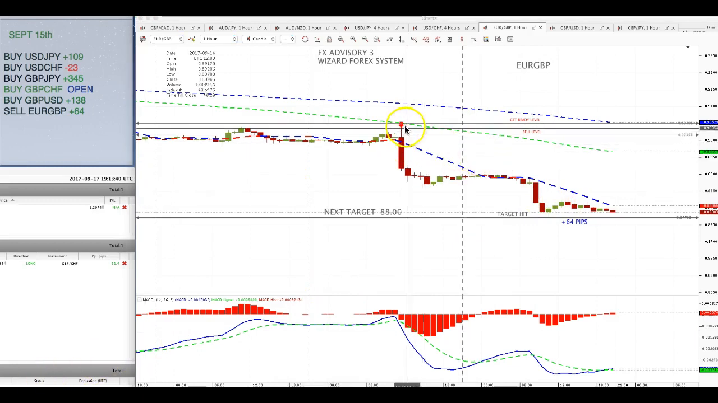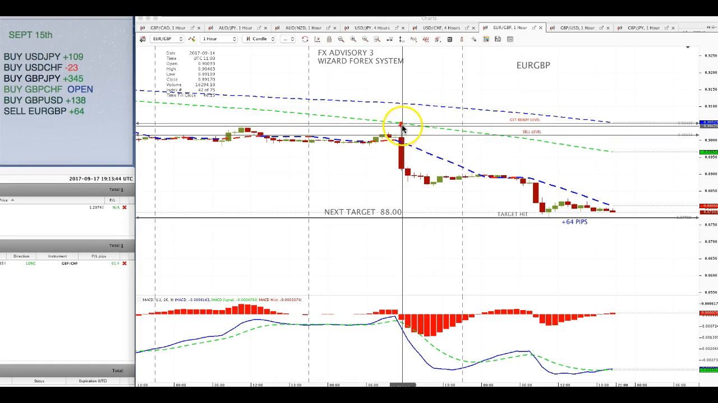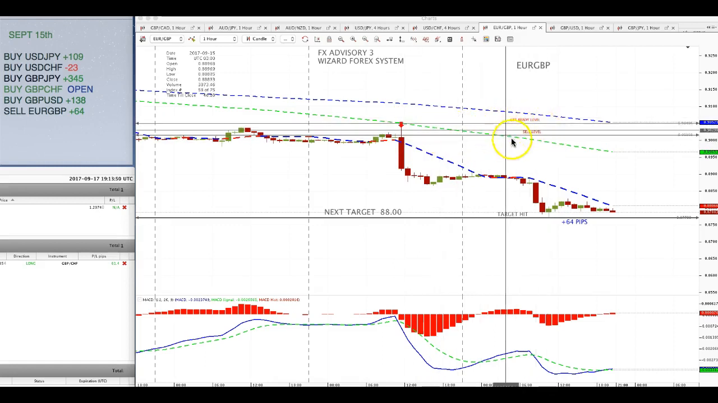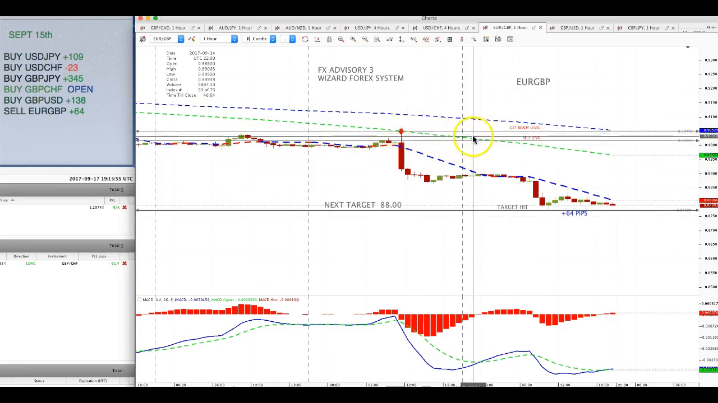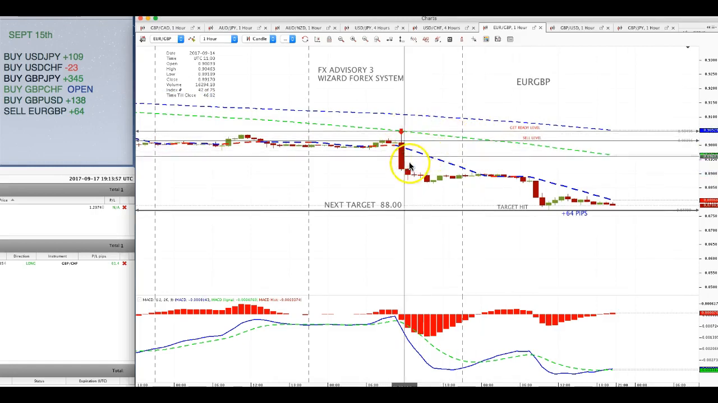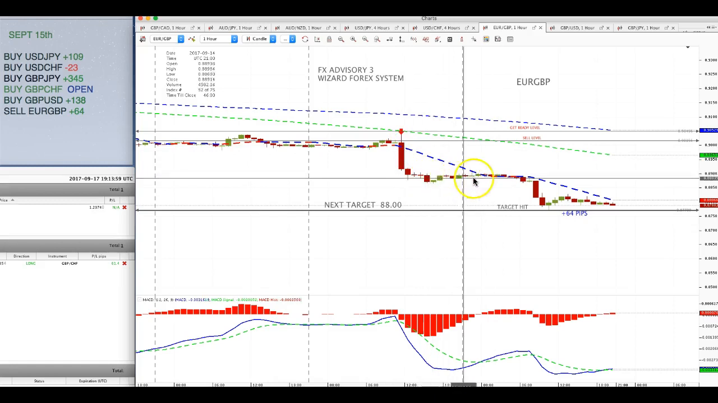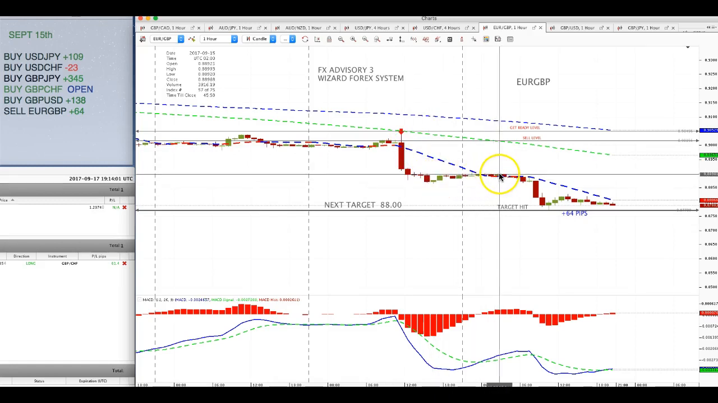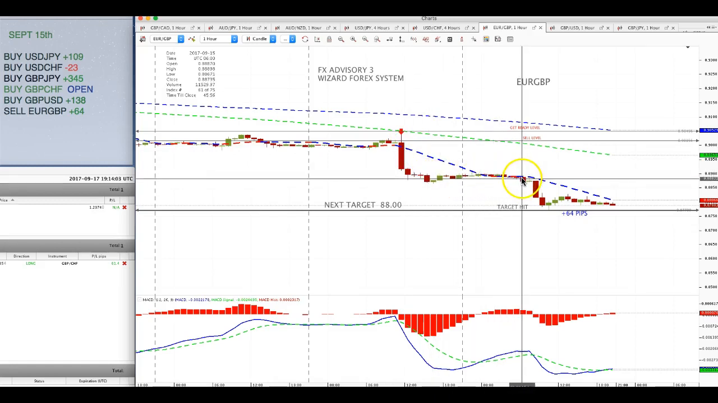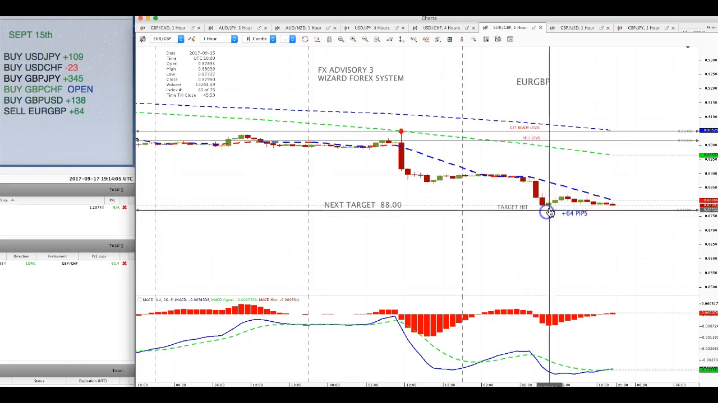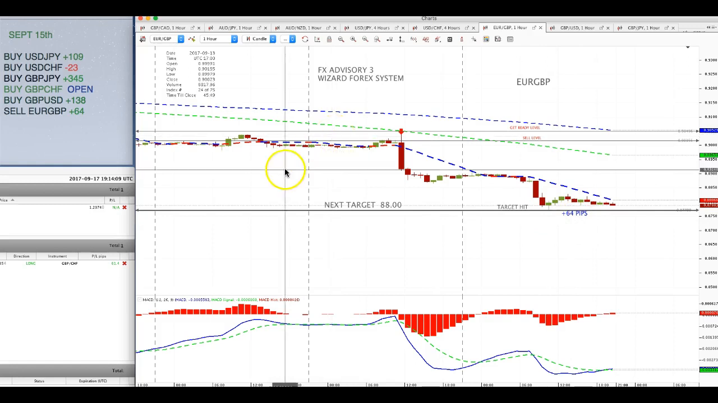I forgot to mention here, I think I did mention that we had a wizard signal. So this is what this hour represents, a wizard giving us a sell signal, and the advisory indicator giving us a sell signal as well. So we have two indicators giving us a strong sell. I went ahead and took this trade down at these levels. It didn't retrace much, and as soon as it broke below the 14 moving average line, I managed to take this trade and capture 64 pips.